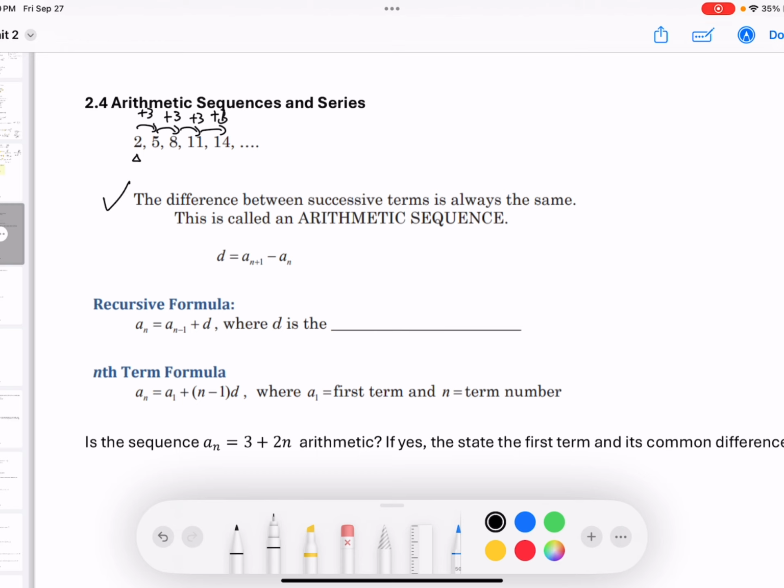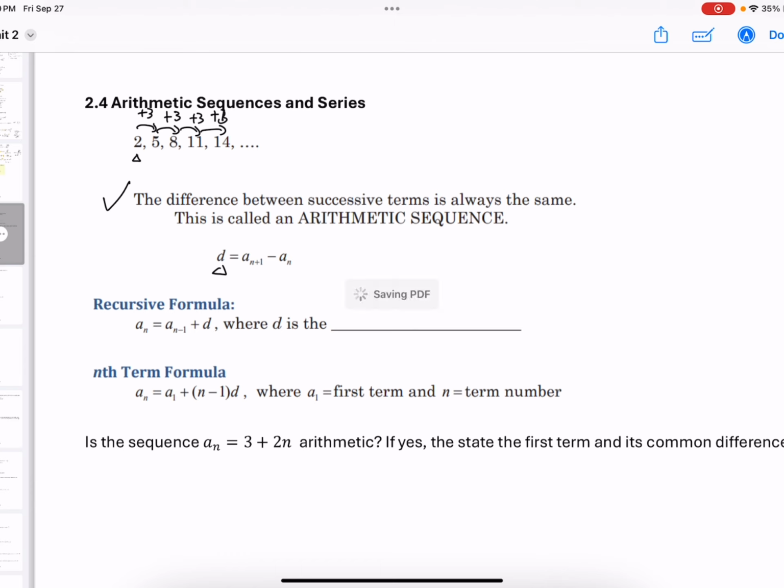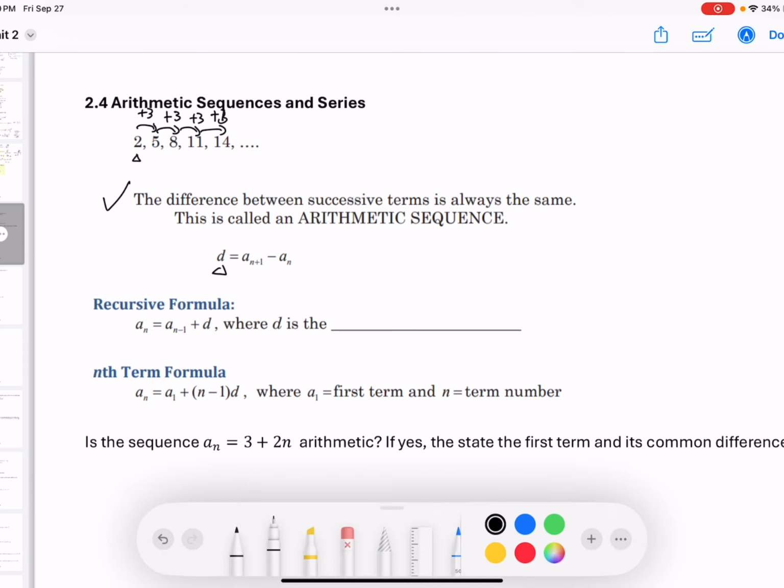The difference between successive terms is always the same. It's called an arithmetic sequence. So d is the common difference, or a constant number. It equals a sub n plus 1 minus a sub n. That means d is equal to the term minus its previous term. Okay, we can also use this formula: a sub n is equal to a sub n minus 1 plus d, where d is the common difference.